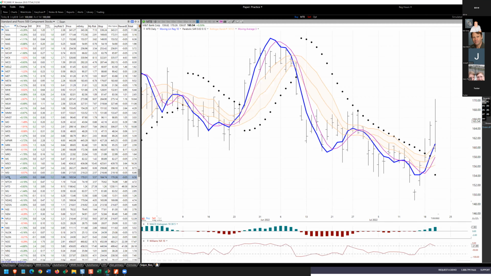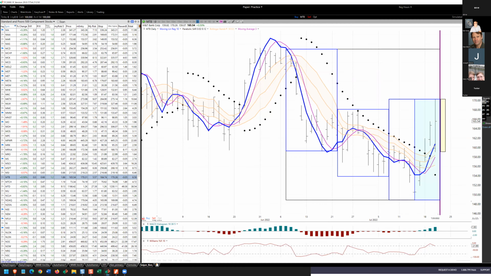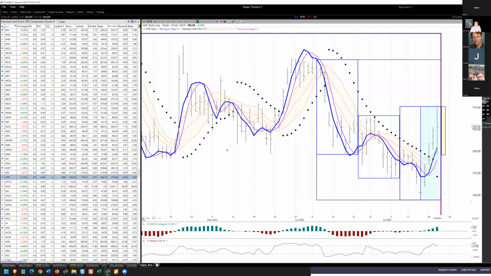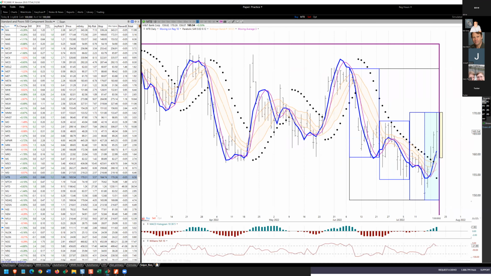MTB. Let's see what we got here. That's the advantage of listening in on this thing, by the way. You get when I get in a certain mood. So this is what we have in MTB.